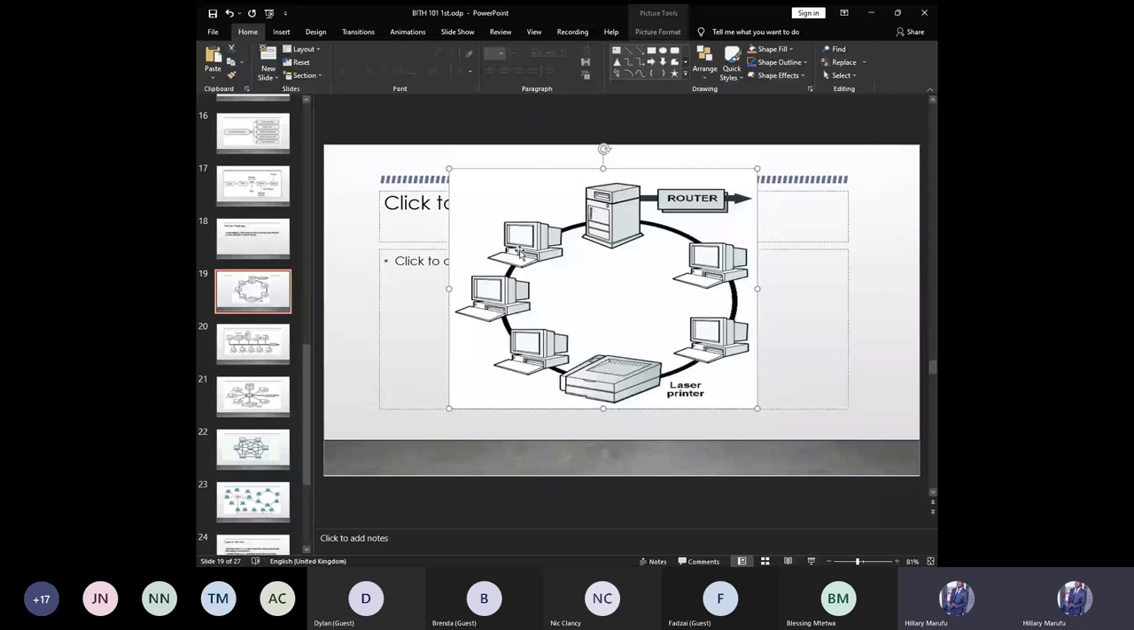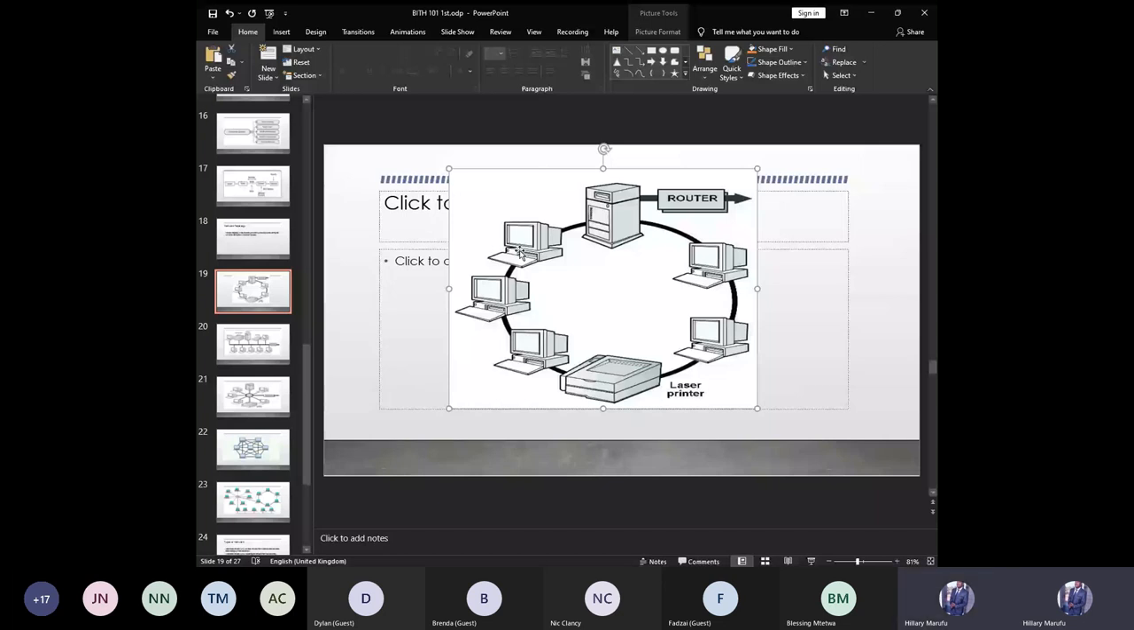So let's say we're moving from the server going to our left. There's one computer, there's two computers, there's three computers. Then there is a laser printer. Then on your right, there is four and there's five, then six and seven. So for purposes of avoiding collisions, the token moves around the network.